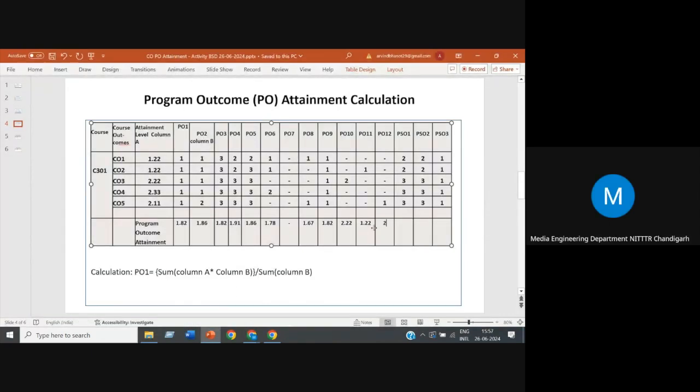And this PSO1 is the same as PO4, you can see. Right, so you can write the same value. PO4 was 1.91, right? PSO2 is again the same, 1.92. PSO3 is the same as PO1, so it will be 1.82, right? Yes, sir. So any doubt in these calculations to any participant?